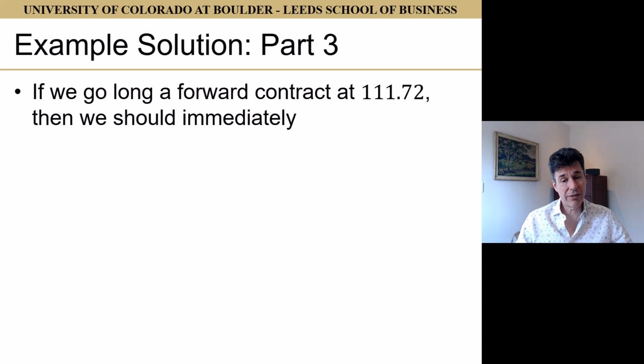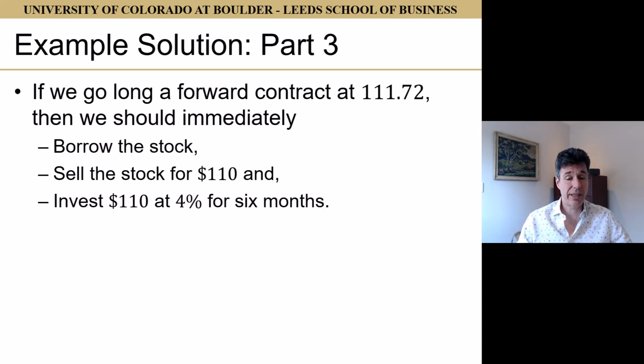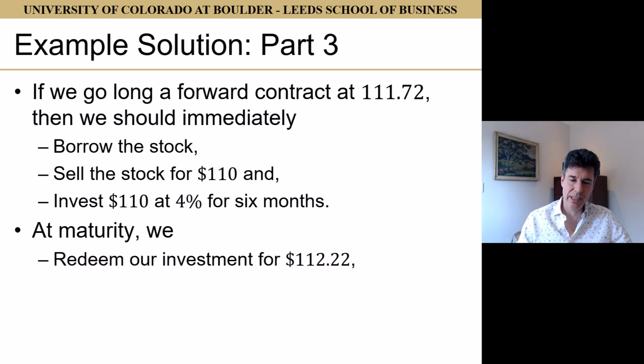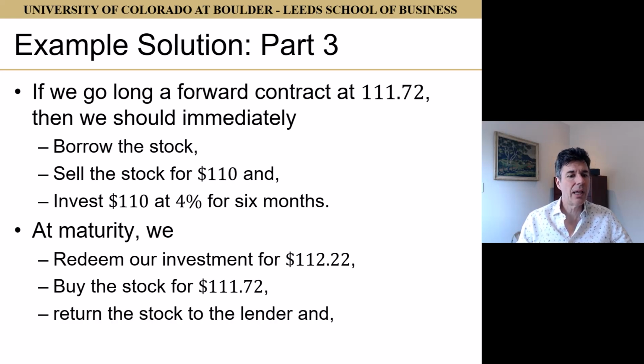On the other hand, if the client comes in and sells to us, they're going to sell to us at 111.72. That's what we would agree. We immediately borrow the stock, sell the stock for 110, and invest the 110 at 4% for 6 months. At maturity, we redeem our investment, 112.22. We buy the stock for 111.72. That was the forward contract we entered into. We take the stock, we return it to the lender, and we made 50 cents.